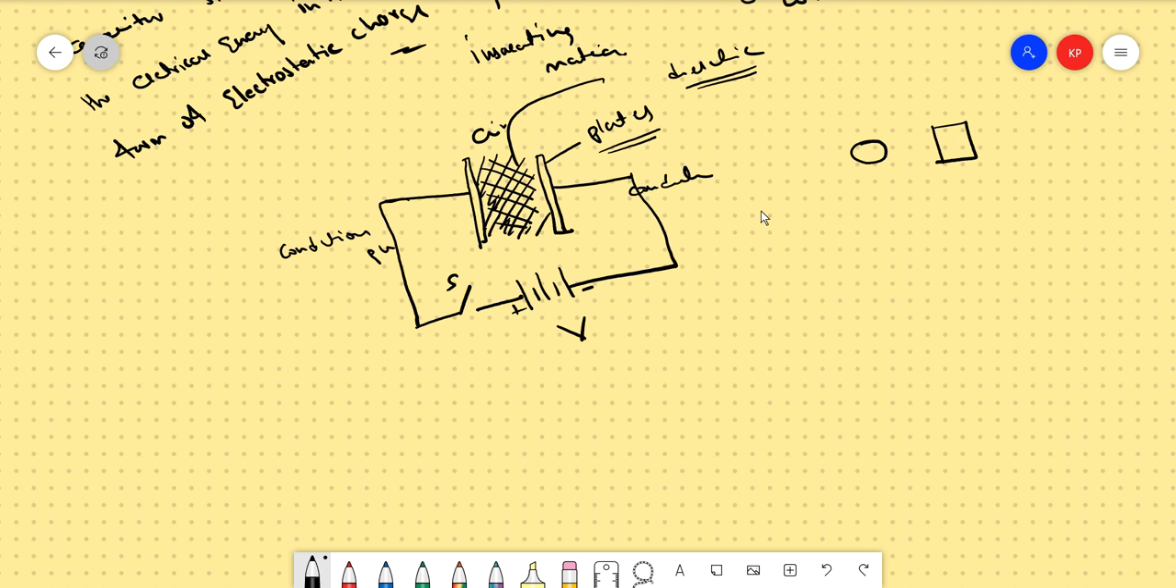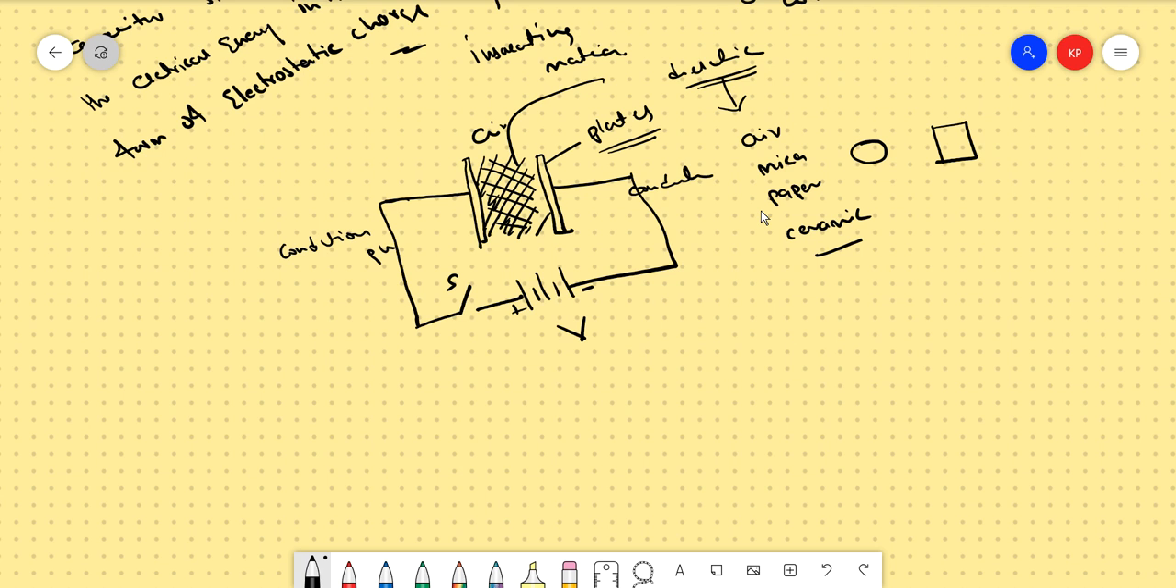The most commonly used dielectrics are air, mica, paper and ceramic. These are the mostly used dielectric materials between the plates. Commercial capacitors are generally classified according to the medium between the plates. So there are air capacitors, paper capacitors, mica capacitors, ceramic capacitors or electrolytic capacitors, depending upon the dielectric material used.